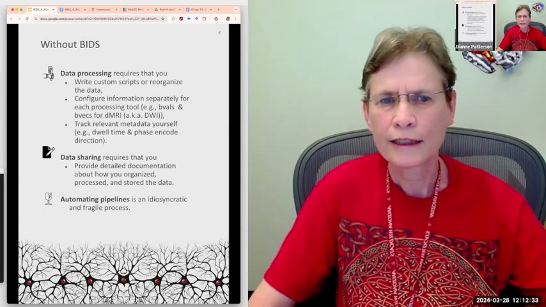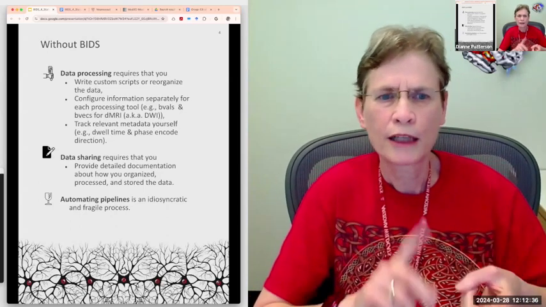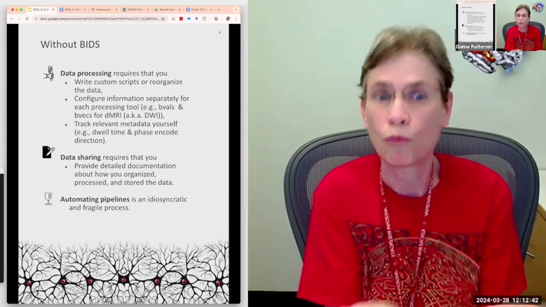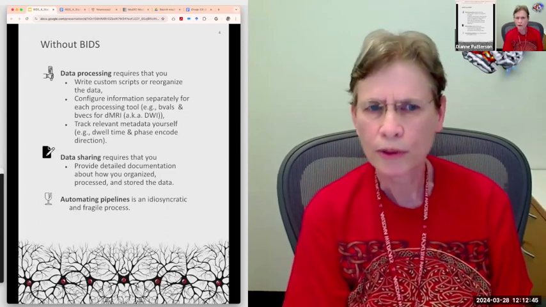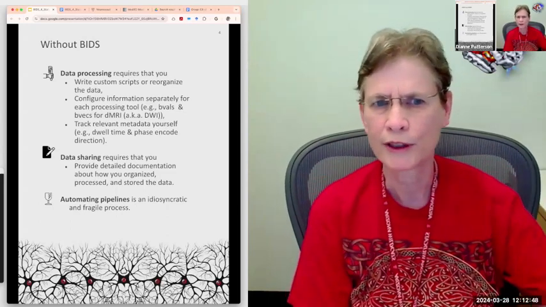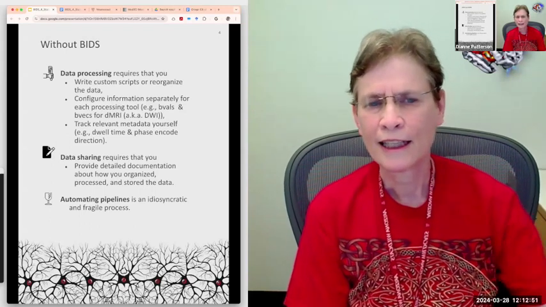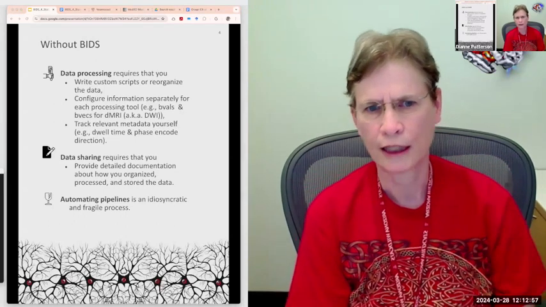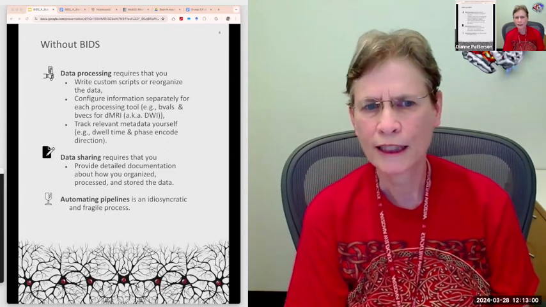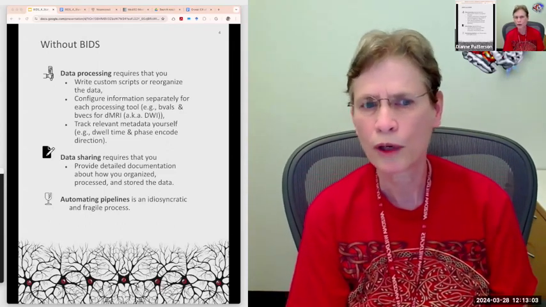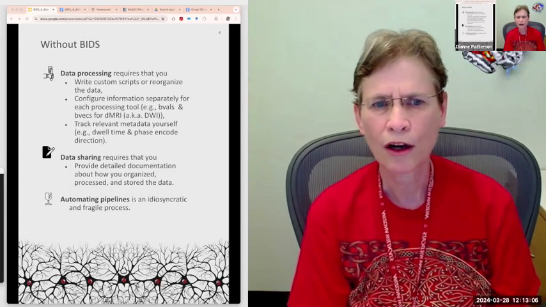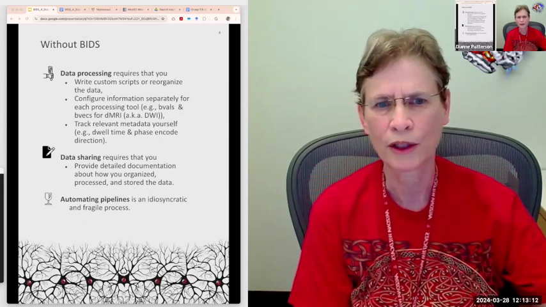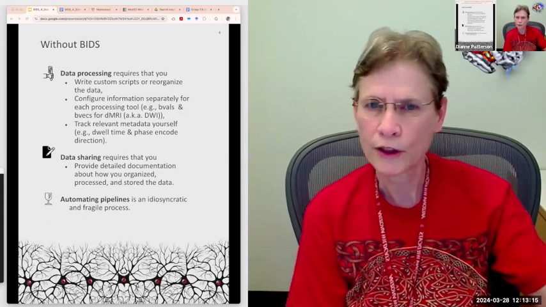So to share your data, you have to document how you've organized it, how you processed it, and how you stored it. If you want to share it in some public forum, you're going to have to explain what you did. And if someone else wants to apply the same steps you did, then they have to name their data the same way. In this sort of scenario, automation is really idiosyncratic and fragile because it depends on following the naming rules laid out by one person or one lab or one processing tool. And it depends on having a way to document crucial metadata so that it doesn't get lost just because NIfTI doesn't record it. BIDS addresses all of these problems.